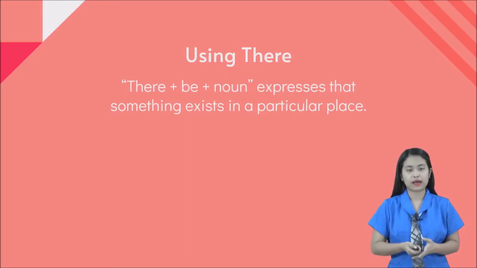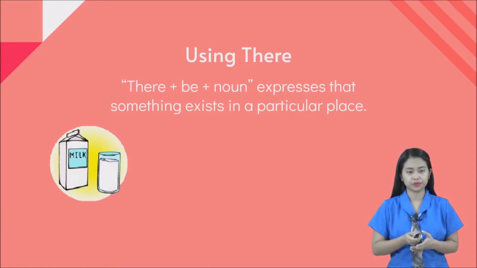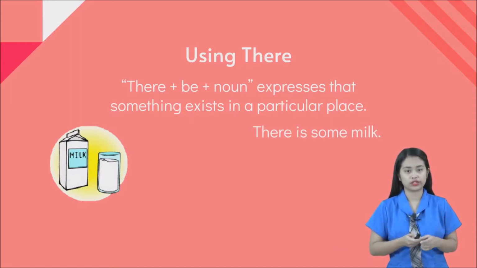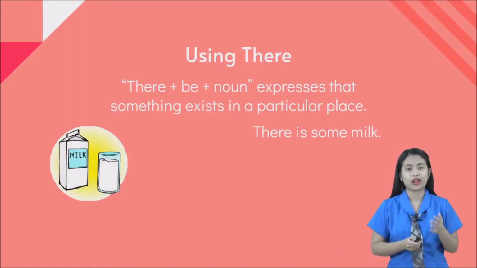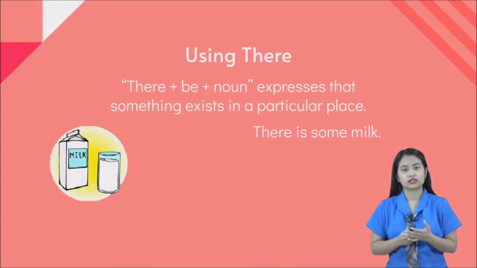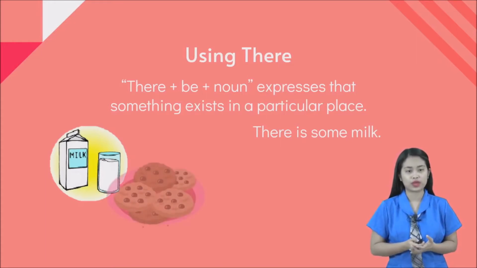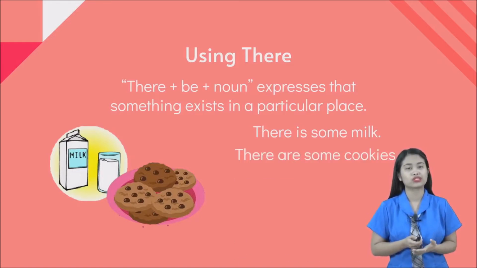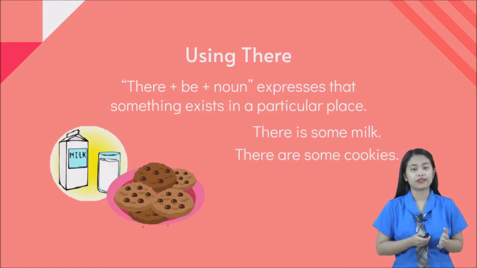So for example, as you can see, we have the milk. It is only one, so it is singular. We are going to use there is. There is some milk. Next, we have the cookies. The cookies are plural, so we are going to use there are. Again, there is some milk and there are some cookies.